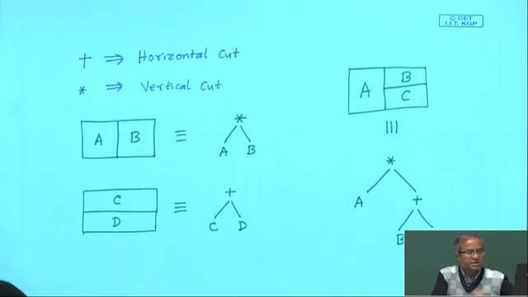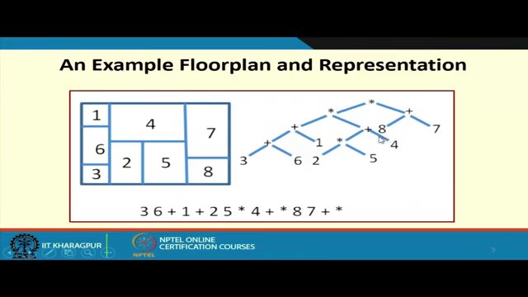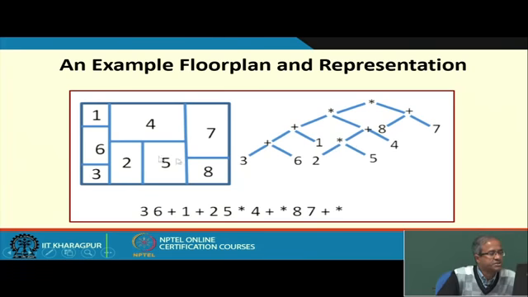So, let us now come to this example once more. In this example, this is one possible tree representation because it is not unique. Starting from the lower level, 3 and 6 are connected by a horizontal line. So, 3 6 together is connected to 1 by a horizontal line. So, again a plus: 3 6 and 1. 2 and 5 are connected by a vertical line, 2 star 5.